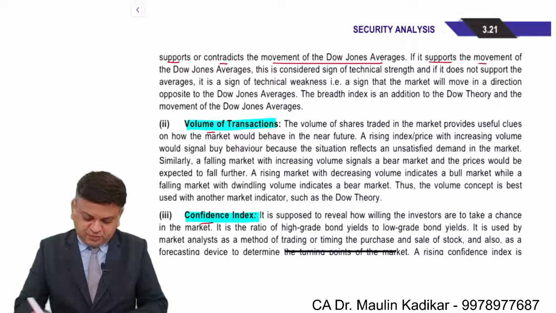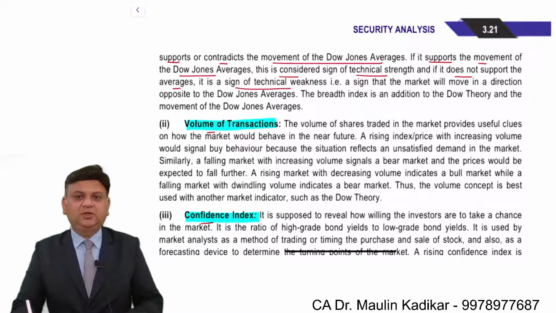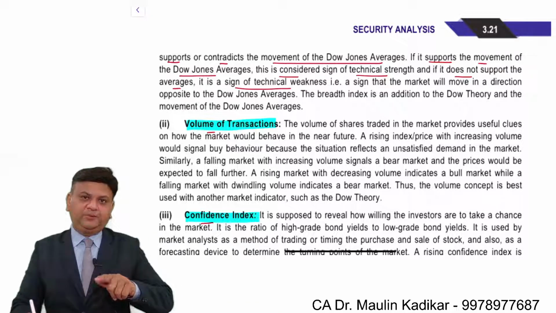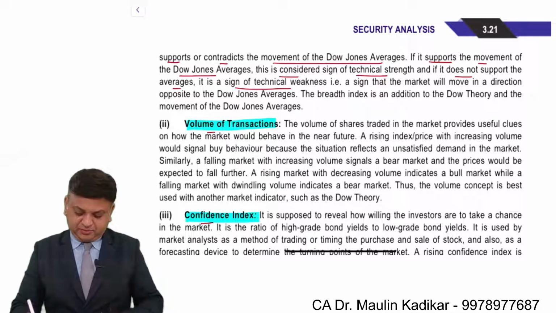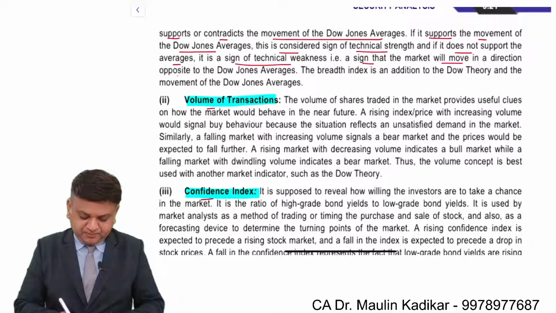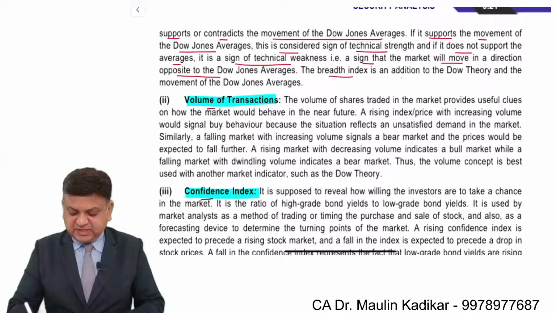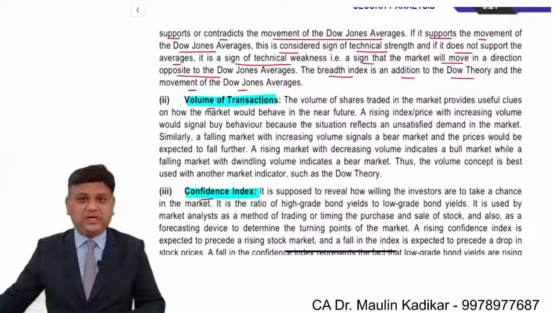If it supports the movement of the Dow Jones averages, this is considered a sign of technical strength, and if it does not support the averages, it is a sign of technical weakness. So with this we will be able to know whether the Dow Jones industrial average is indicating the correct situation or not. It is a sign that the market will move in a direction opposite to the Dow Jones averages. The breadth index is an addition to the Dow Jones theory and the movement of the Dow Jones averages.